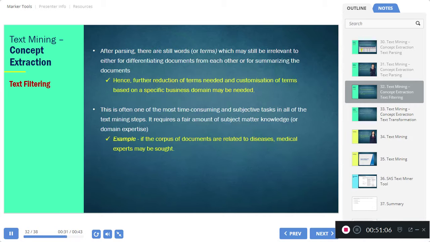It requires a fair amount of subject matter knowledge, or domain expertise. Example: if the corpus of documents are related to diseases, medical experts may be sought.